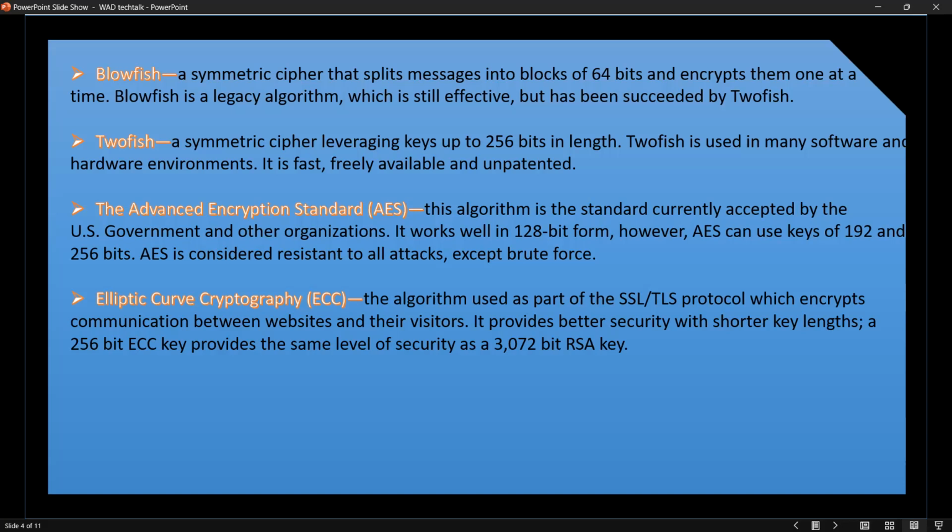Elliptic curve cryptography, ECC. The algorithm used as part of the SSL or TLS protocol, which encrypts communication between websites and their visitors. It provides better security with shorter key lengths. A 256-bit ECC key provides the same level of security as a 3072-bit RSA key.